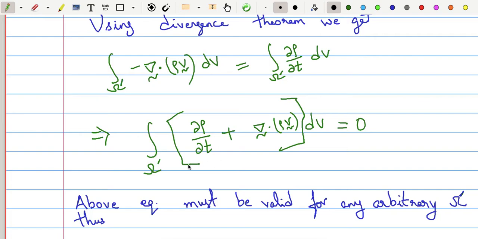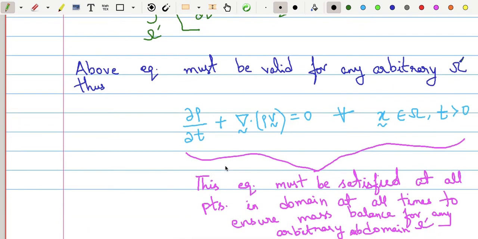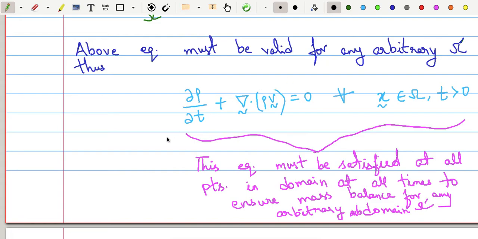Because this is arbitrary, it must so happen that the integrand must actually be 0. So whatever was in the square bracket must be equal to 0. Where must it be 0? At every point within the domain. And at what time?